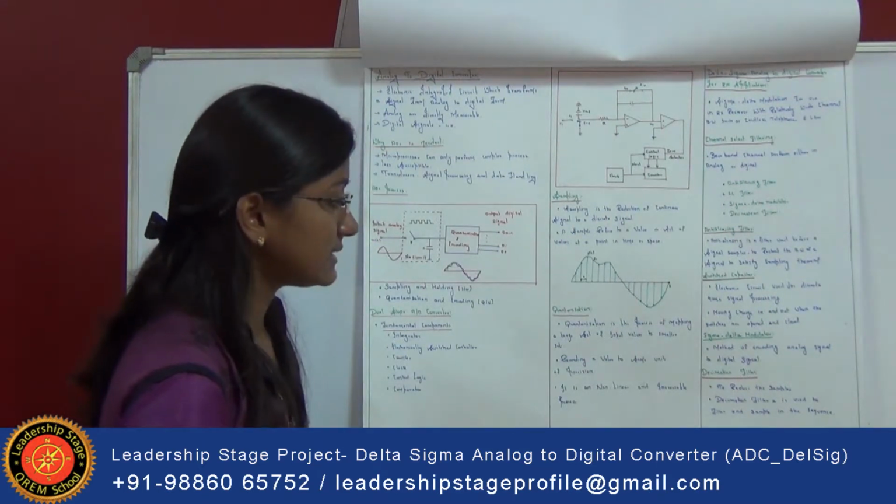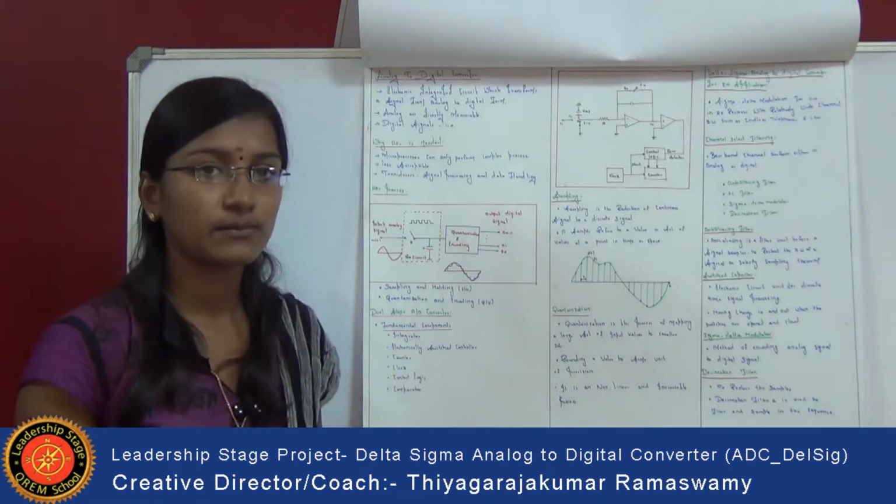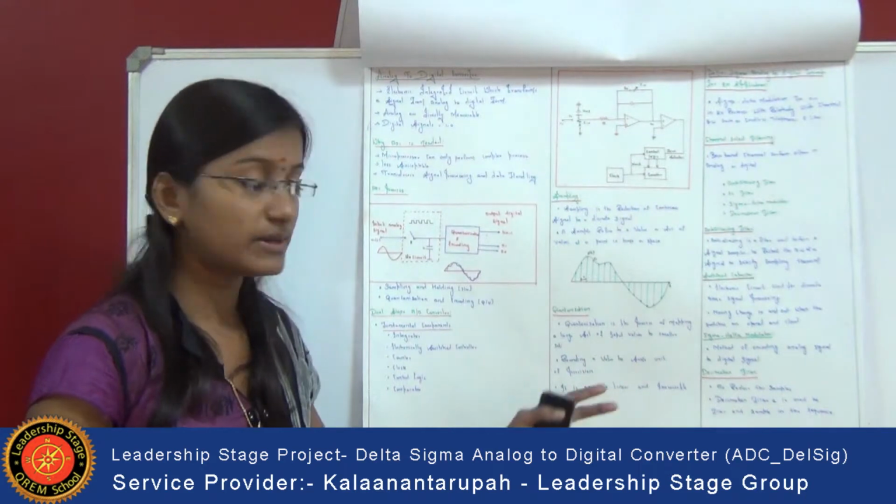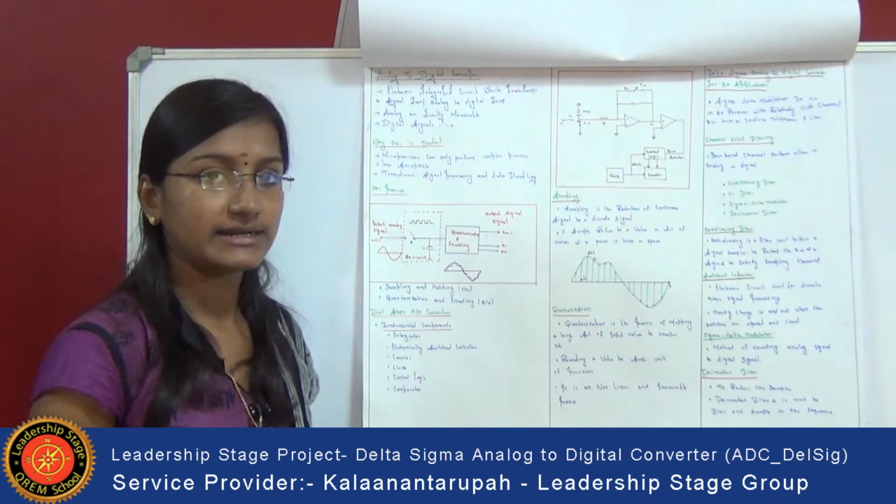Next, we are going to see the sigma delta modulation. This sigma delta modulation is used for encoding the analog signal to a digital signal. That is why here we are going to use the sigma delta modulation.